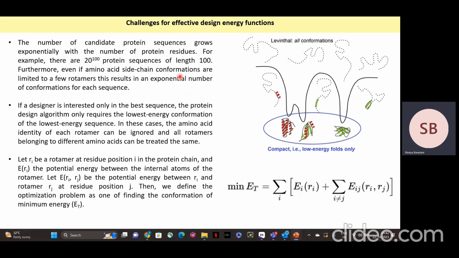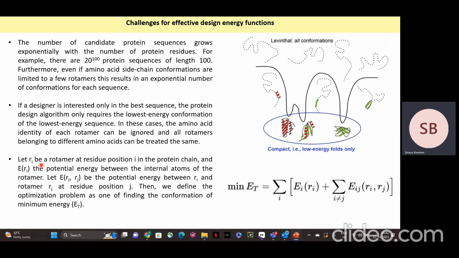Furthermore, even if amino acid side chain conformations are limited to a few rotamers, this results in an exponential number of conformations for each sequence. Now, if a designer is interested in only the best sequence, the protein design algorithm only requires the lowest energy conformation of the lowest energy sequence. In this case, the amino acid identity of each rotamer can be ignored, and all rotamers belonging to different amino acids can be treated the same.